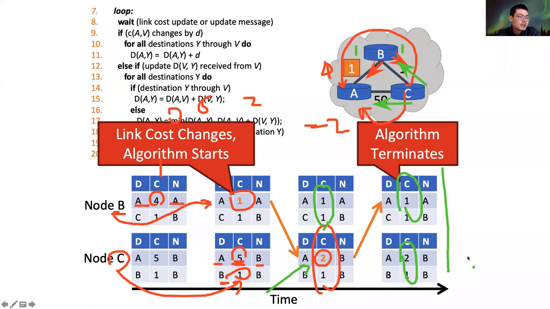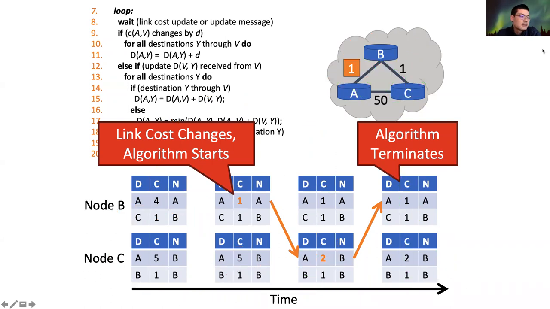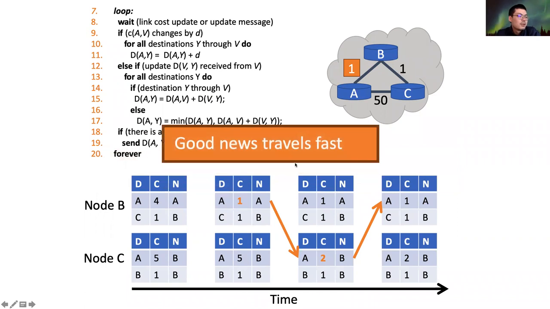Because this distance vector has not changed, A will not broadcast to others, and no one is broadcasting. This stabilizes. Next time, if there's another change, then this adjustment will continue. So what we see is that the propagation is super fast. There's only one update for each node. This is what we say: good news travels fast. That's pretty good. If you have a slow link that suddenly becomes fast, it will immediately update to that shortest route.